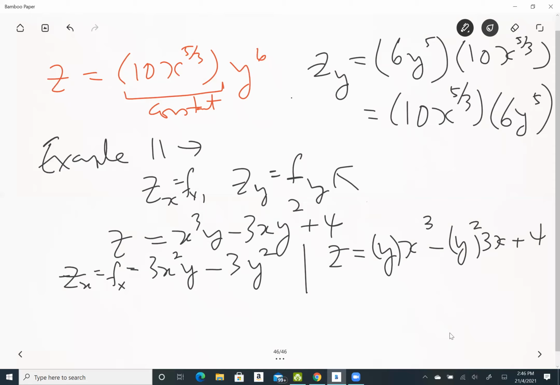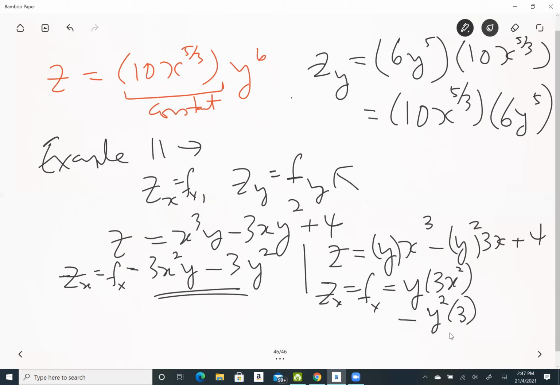Okay, so what is the derivative? Zx or fx equal to what? Equal to y. Don't worry about the y. It's a constant. Multiply by what? 3x squared. Okay, minus, you got that y squared. So don't worry about the y squared. It's a constant. Multiply by what? Multiply by 3. And then 4 is a constant. And you rearrange again. Okay.